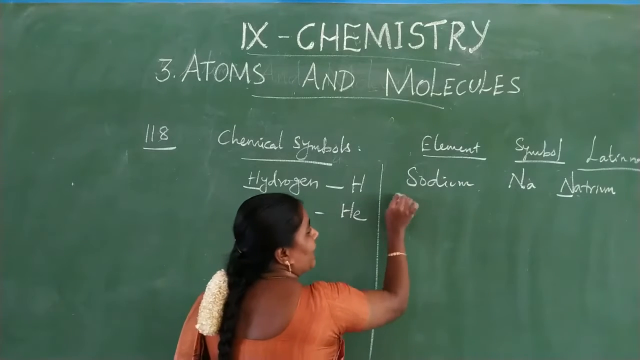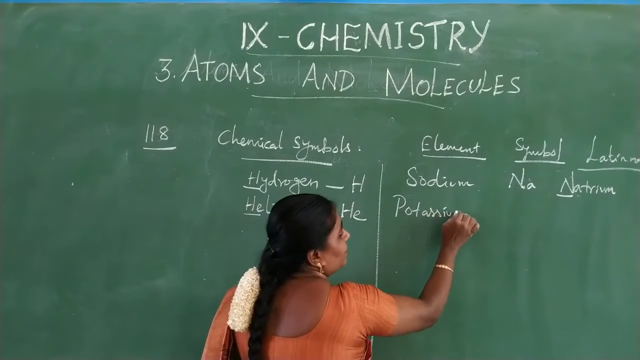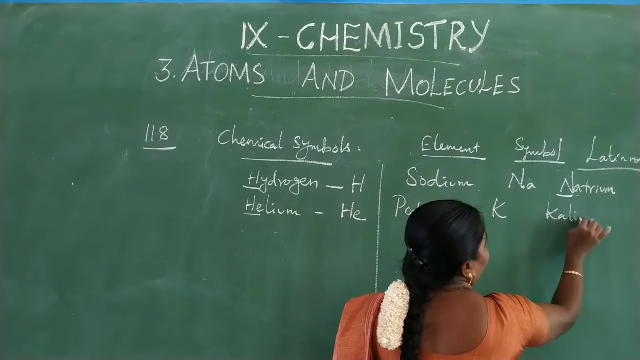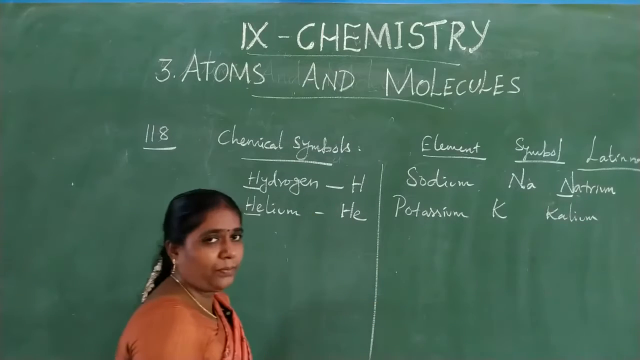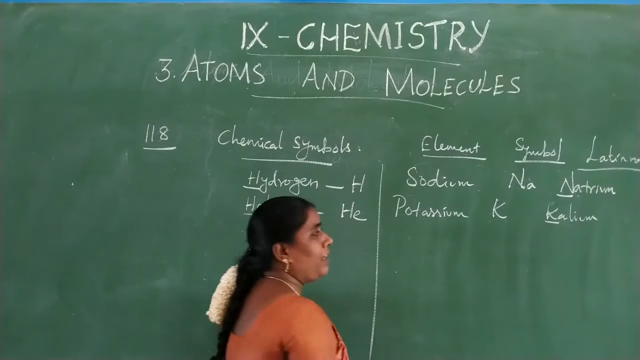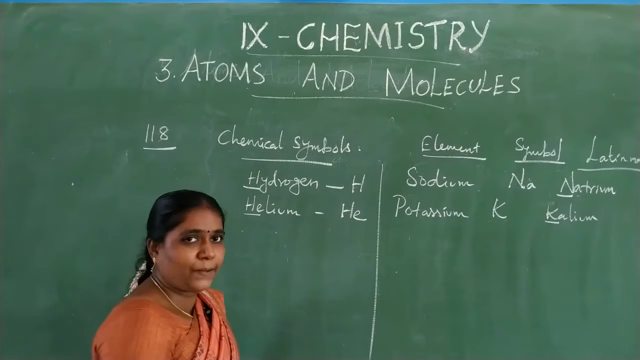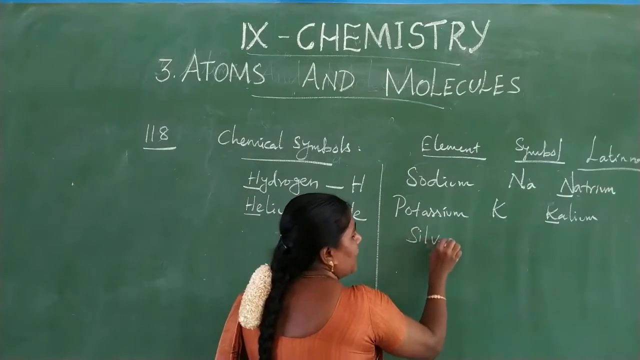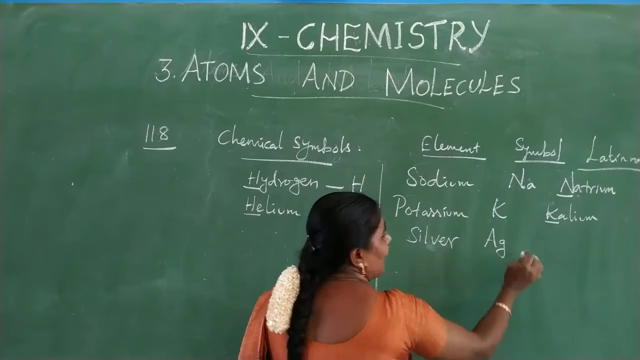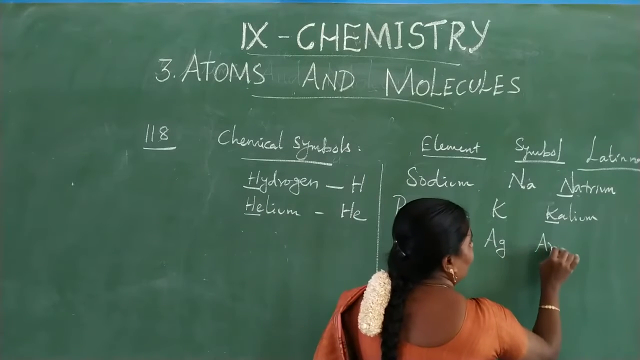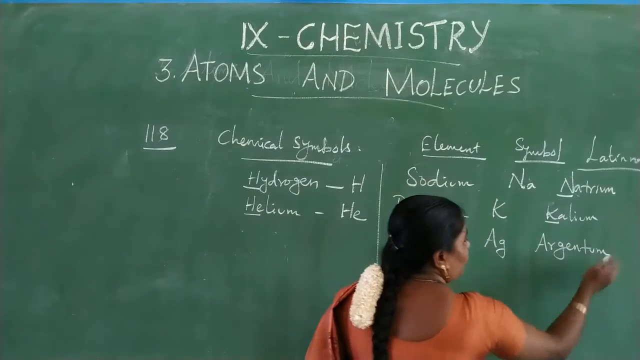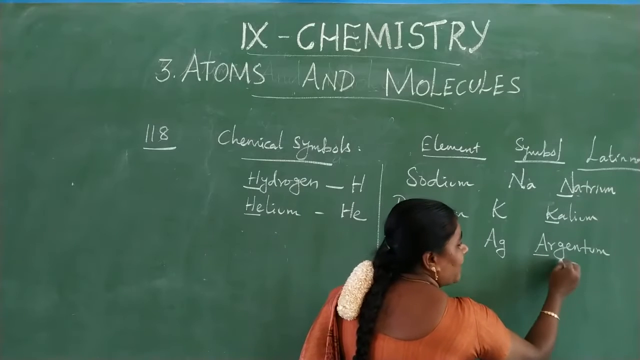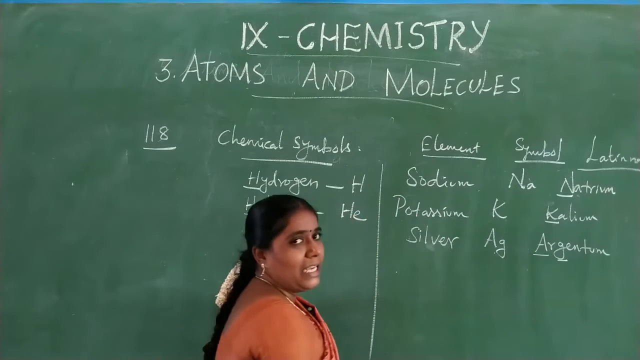Same like this, potassium. What is the symbol for potassium? It is K. What is the Latin name? It is kalium. From this we take the first letter, so K is the symbol for potassium. And same like this, we generally use silver. What's the symbol? It is Ag. What's the Latin name? It is argentum. How are we taking it? Already Ar is there, so we take the first letter and third letter. So Ag is the symbol.